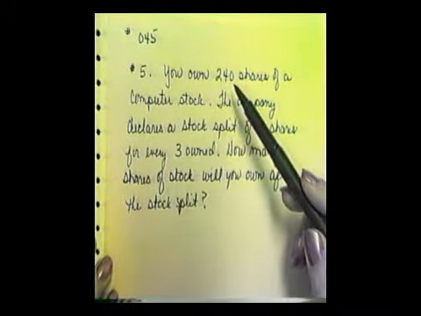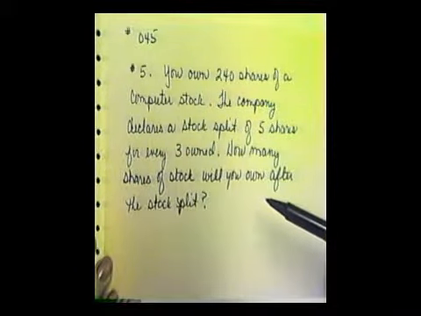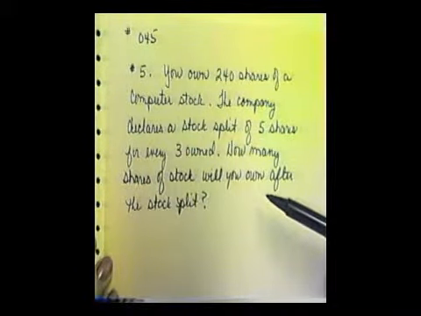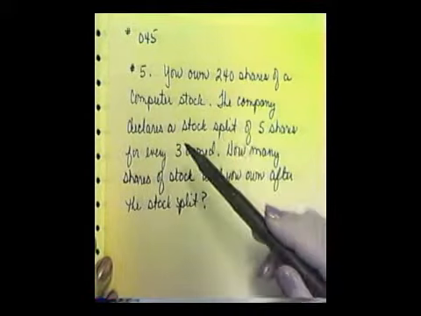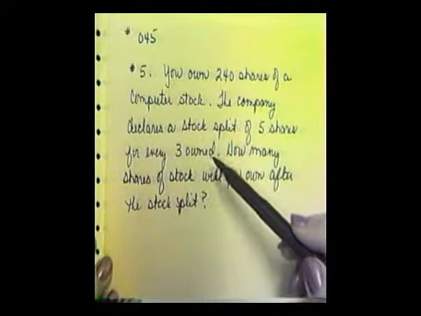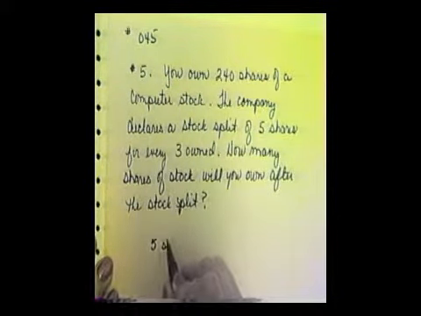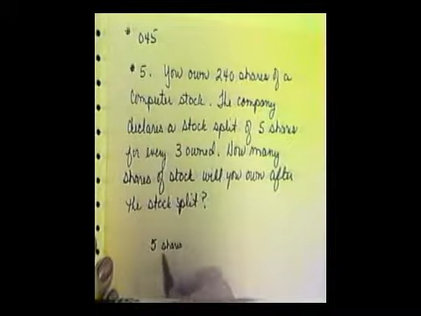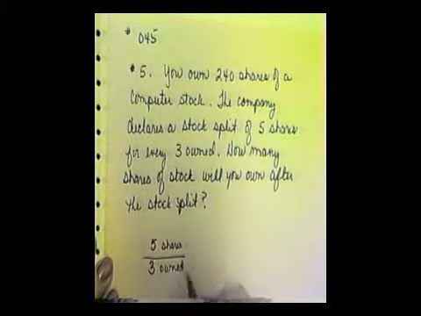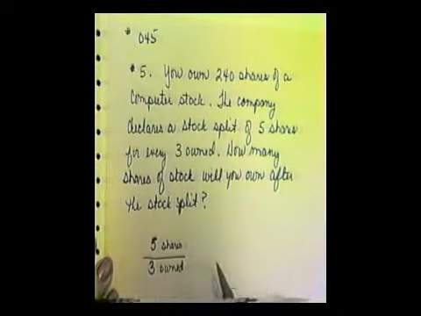So you own 240. How am I going to know how many I have? Well, let's set up the ratio. The stock split is 5 shares for every 3 owned. So that means 5 shares for every 3 owned shares. 5 for every 3 owned.